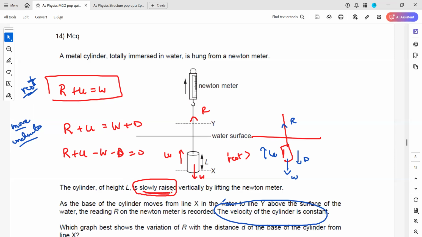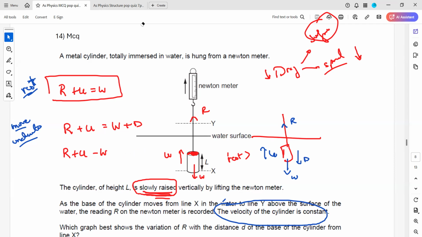Because the object is raised slowly, the drag force, the force opposing the motion, depends on the surface area and also on the speed at which the object is moving. The surface area is not changing for this object. In the question they mentioned it is slowly raised, which means the speed is very small, so the drag is very small. So we can neglect the drag. Because it is moving at a slow speed, the drag is negligible and can be ignored.